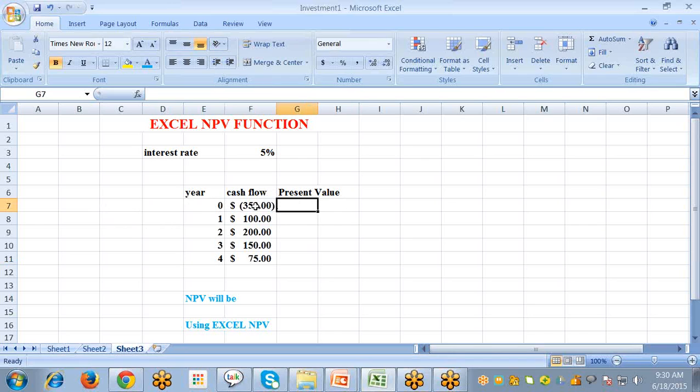So it will be calculated like this by putting equal sign, select the cash flow, divided by 1 plus, we have interest rate of 5%, for the 0th year, so to the power 0. So for the first year it will be $350. I'm just putting dollar sign in front of the F3 cell so that I don't need to write this function again. I just copy it for all the cells.